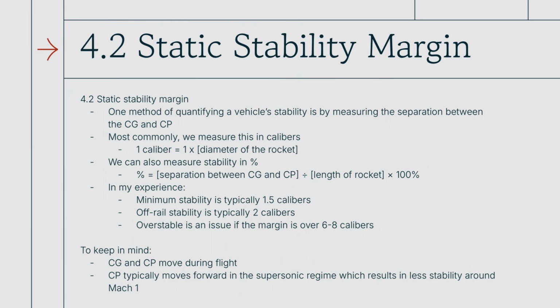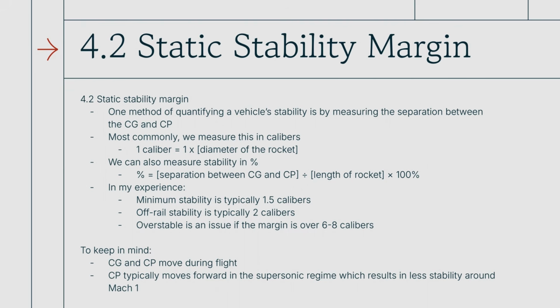So how do we quantify stability? You can do this in a few ways, but the most common way to do it, it's not the best way, is the static stability margin. Essentially, we measure and quantify the separation between your center of gravity and your center of pressure. And we do this by measuring this in calibers. So a caliber, as I wrote here, is 1 times the diameter of your rocket. So in our case, a caliber is 8 inches because our rocket diameter is 8 inches.